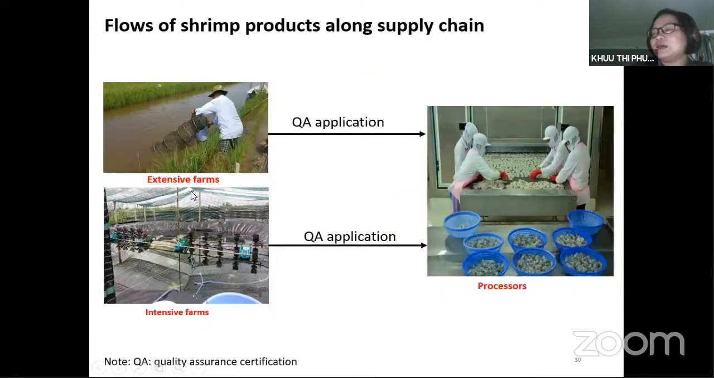And we have another kind of farmers who are applying quality assurance certification. And those farmers will sell their product directly to processors. But the problem is the cost of applying quality assurance is now very high compared to the income of farmers. So that's why it's very difficult to apply.